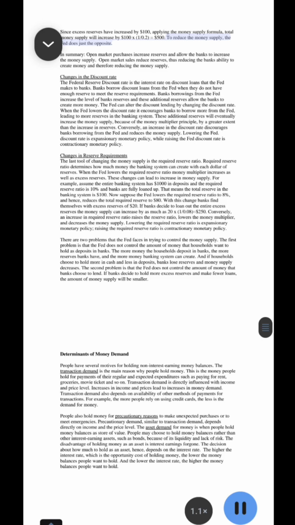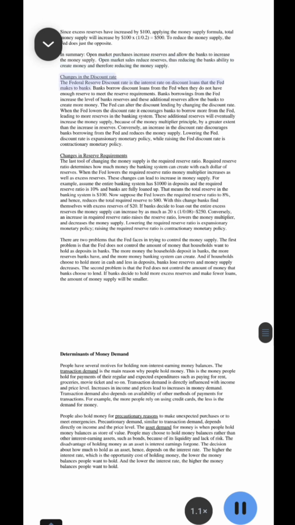To reduce the money supply, the Fed does just the opposite. In summary, open market purchases increase reserves and allow the banks to increase the money supply. Open market sales reduce reserves, thus reducing the banks' ability to create money and therefore reducing the money supply.